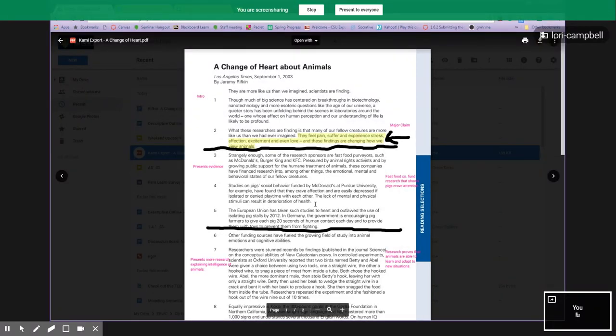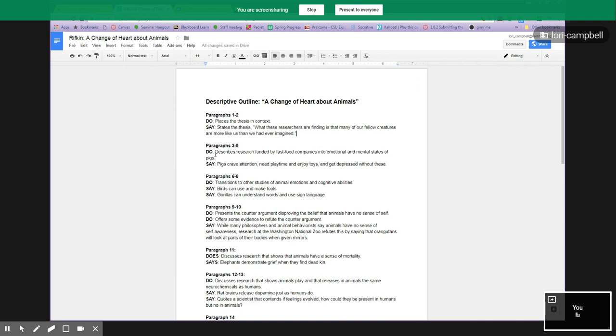So this is where we actually get some of the evidence. So the do is presents evidence about pigs. We put that into the descriptive outline. Describes research funded by fast food companies into emotional and mental states of pigs. And the outcome of that was pigs crave attention. They need playtime and enjoy toys and get depressed without them.